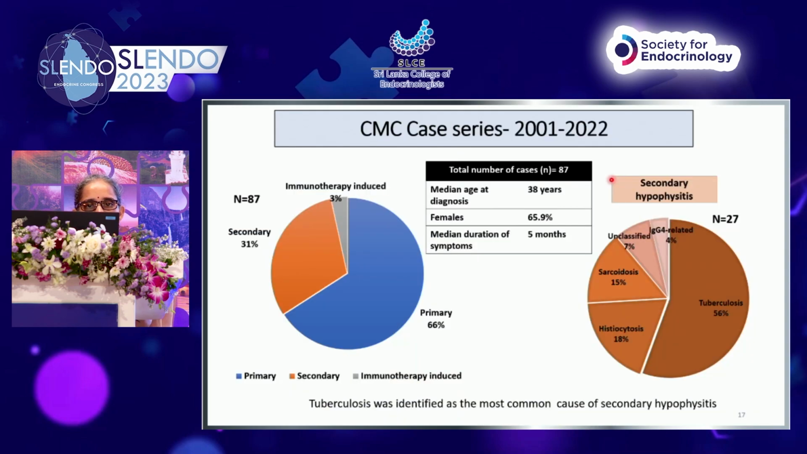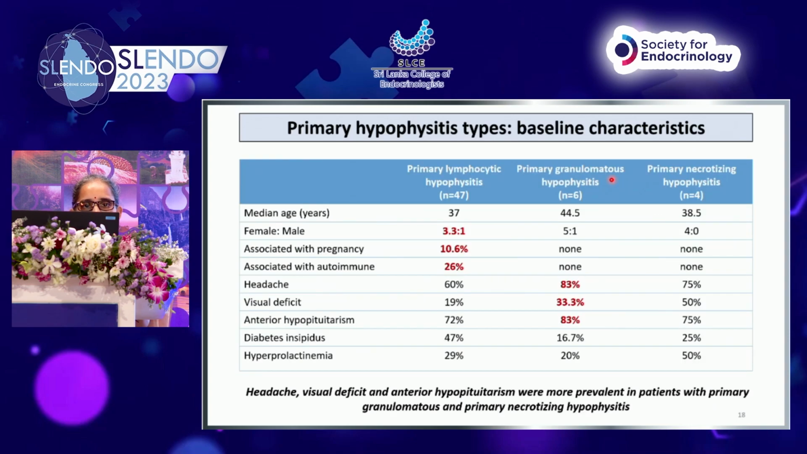So in our series, over 20 years, we had about 87 patients with hypophysitis, of which 2/3 were primary hypophysitis and about 31% were secondary hypophysitis. Tuberculosis was the most common etiology of secondary hypophysitis. Among the primary hypophysitis, 10% were associated with pregnancy.